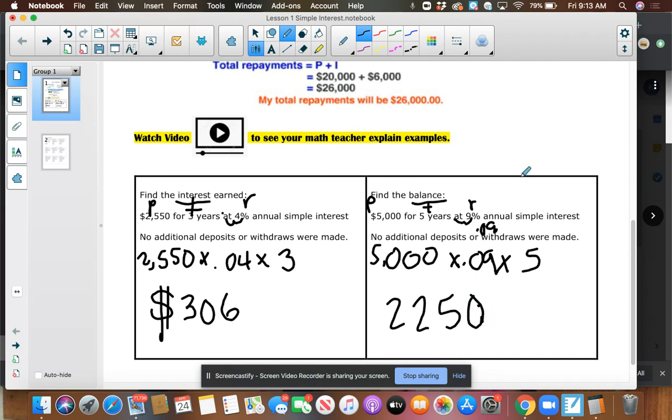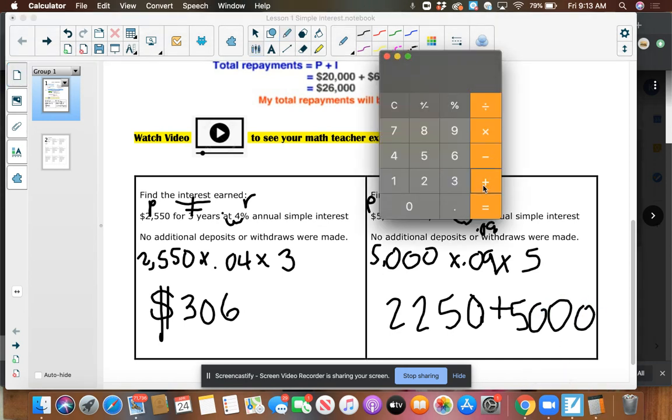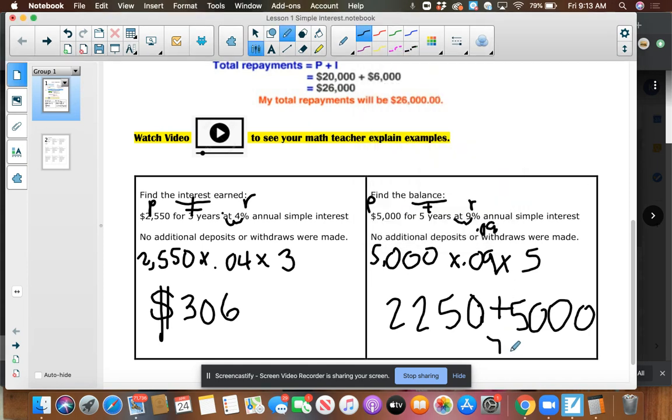2,250 is the interest, but the question did ask for the balance. So we're going to add that to our principal, which was 5,000. That plus 5,000, and we have 7,250. And that is my balance, 7,250. That is my final answer.